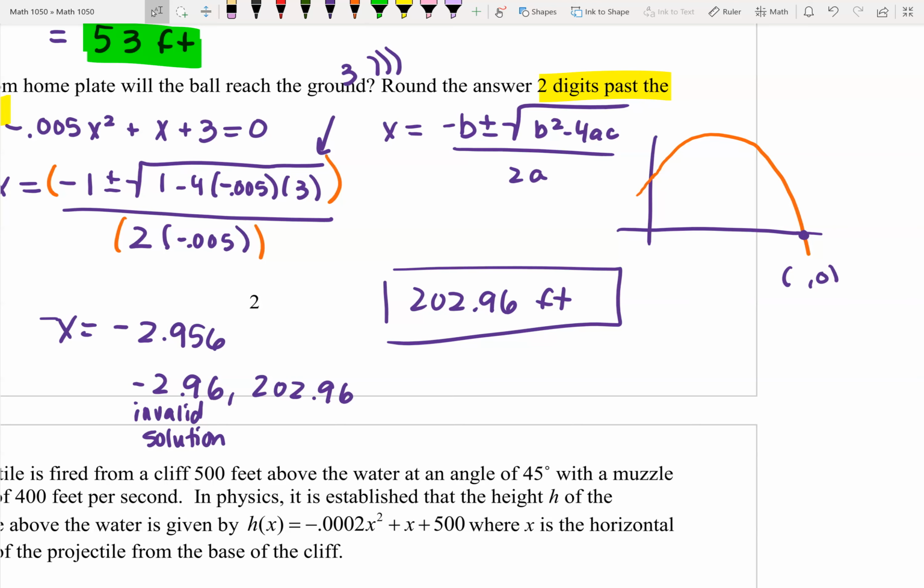Why did I have to store it instead of using 202.96? Tell me that. Because that rounded, when I plug 202.96 in, will I get a 0? I will not get a 0 because it's not exact. So I stored the exact value in. If you were confused about that, don't worry.